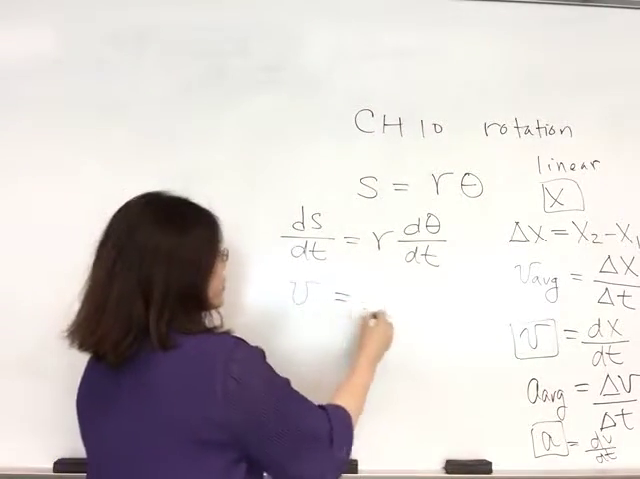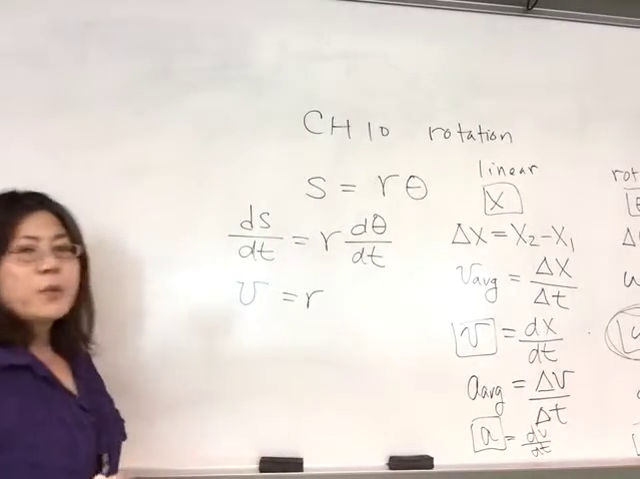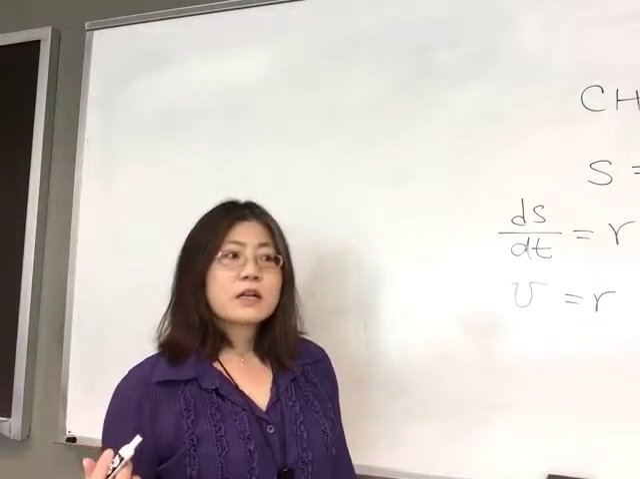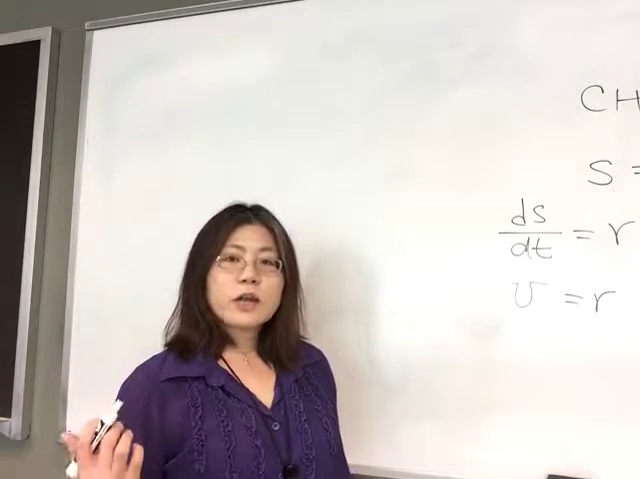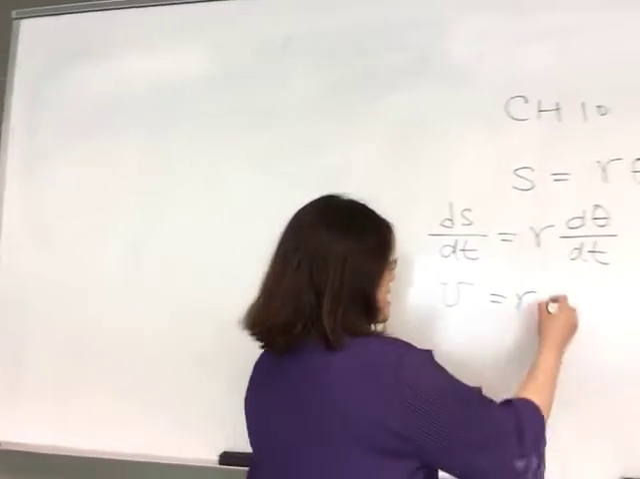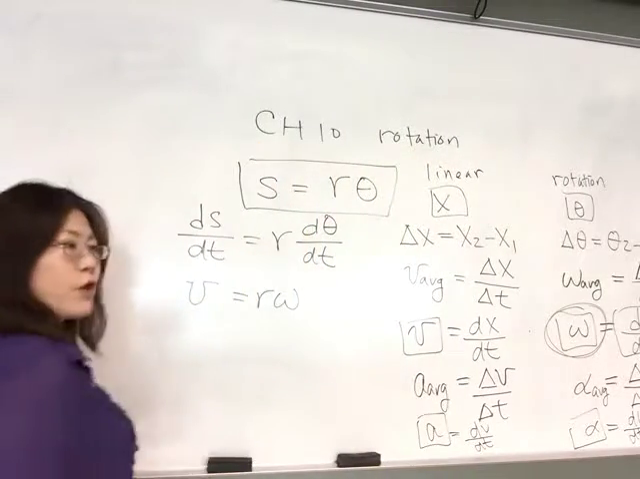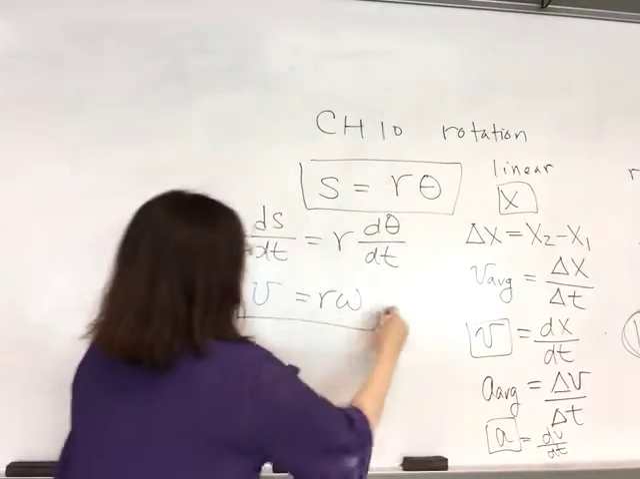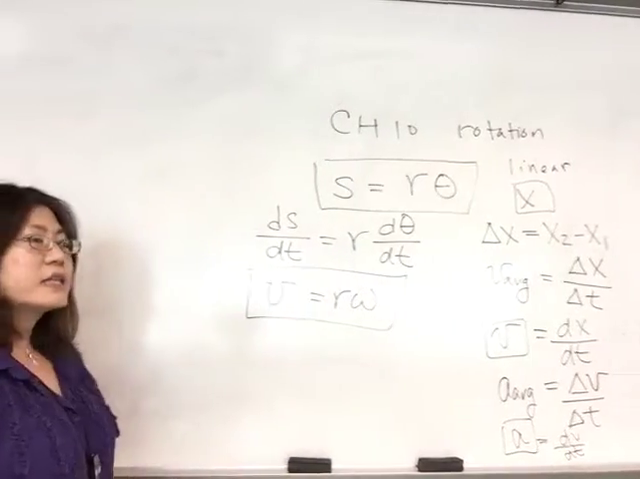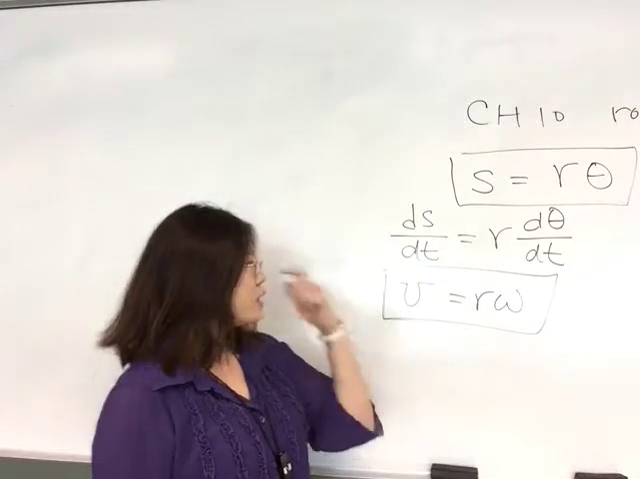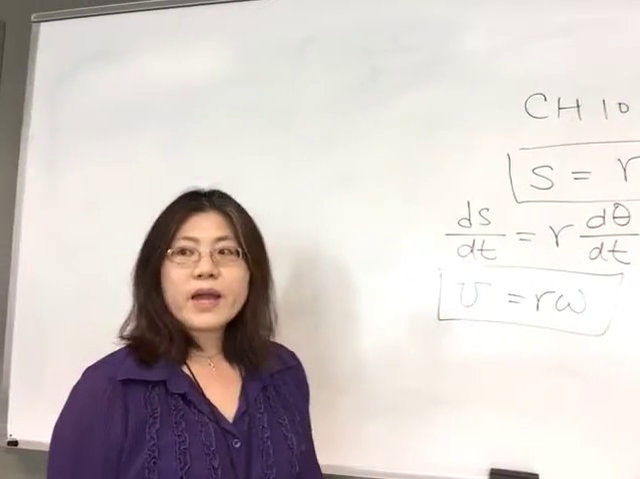Okay? So that's equal to your r, and then d omega dt, that gives you the time rate of change of angular displacement, angular position, that gives you omega. So this is the one equation you need to know. This is another equation that you need to know, that relates the linear velocity to angular velocity, and that's just equal to r times omega.